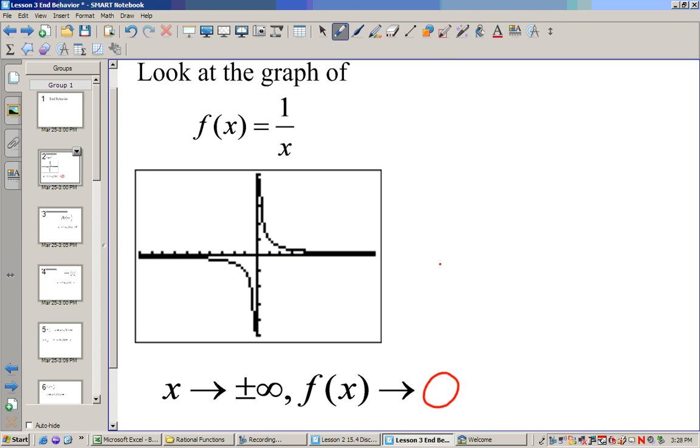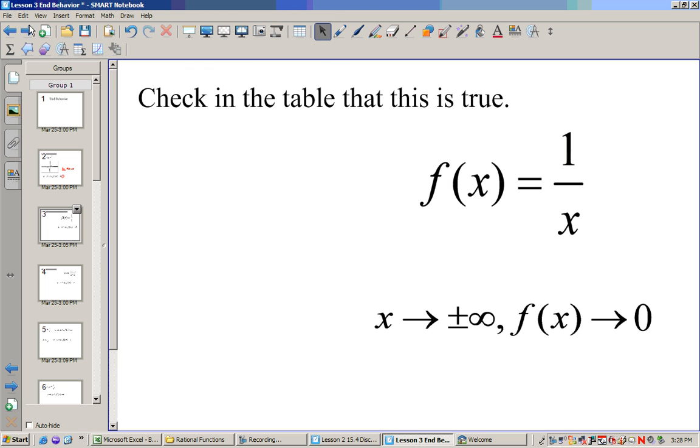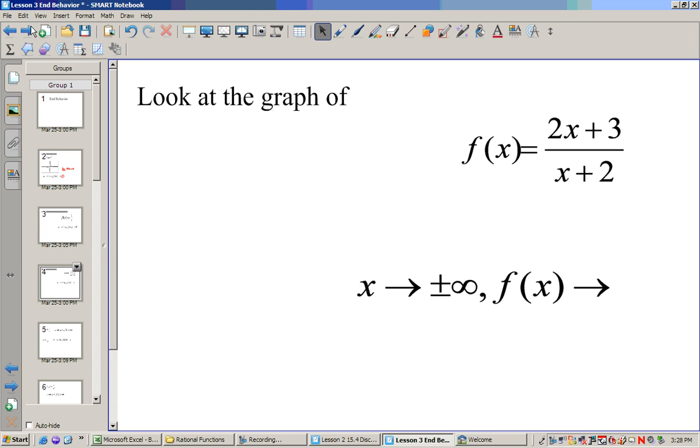Now another way that we can write this is the limit as x goes to positive and negative infinity of f of x will equal 0. Alright, so if we look at this, we can check this in the tables also. So if you graph this in your calculator, you can look at the tables and see that the tables also get very, very close to 0 as your x values get very, very positive or very, very negative.